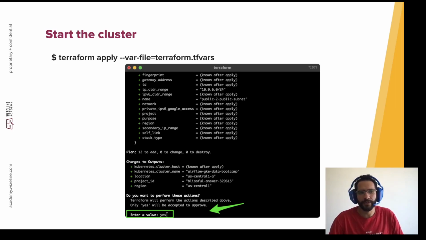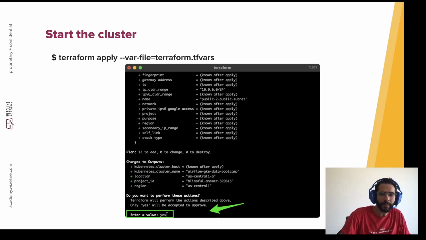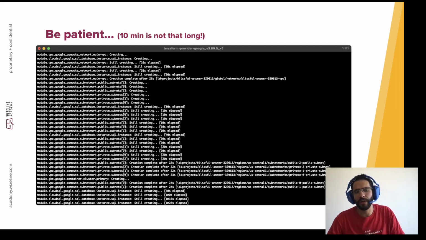So we have just to run terraform apply -var-file, and it just specifies the terraform.tfvars file, which is the file that we just edited before. And one important thing is that it's gonna list all the changes that are gonna be made in our project, and we have to confirm that we want to apply those changes with the word yes. This is important because the word yes is the only word that will be accepted as approval and agreement to apply these changes. After running that, it's gonna show us what is going on under the hood. You have to be patient.